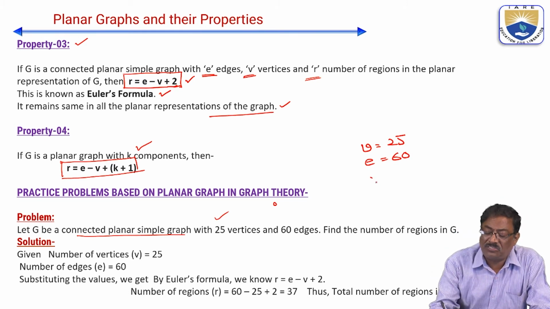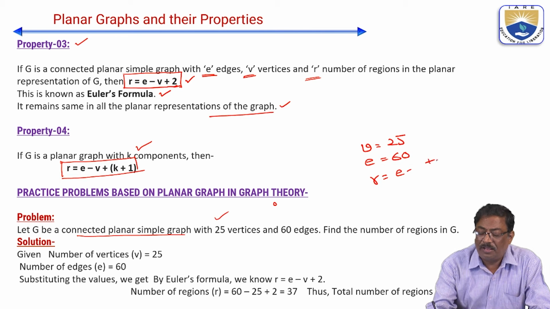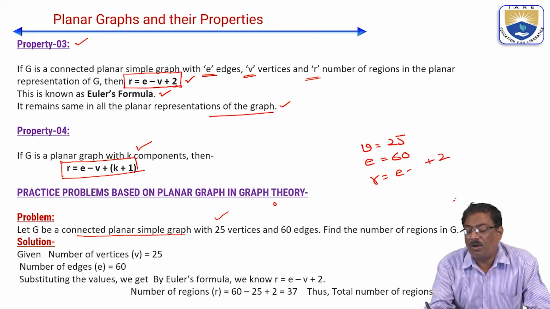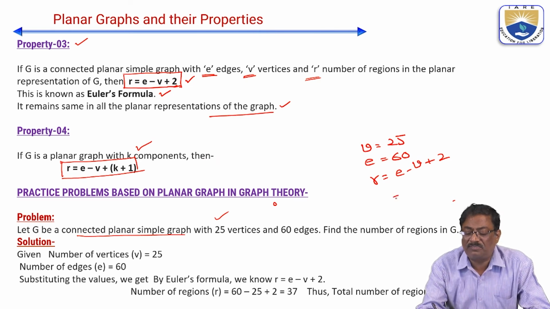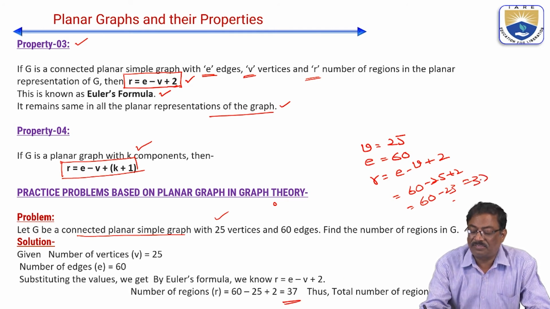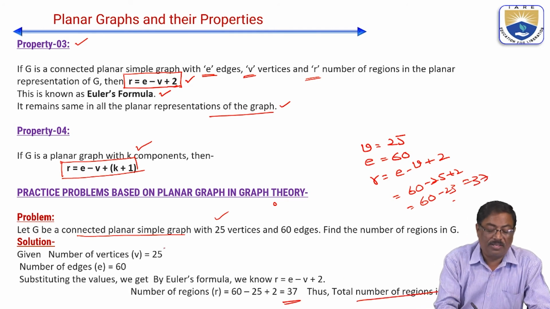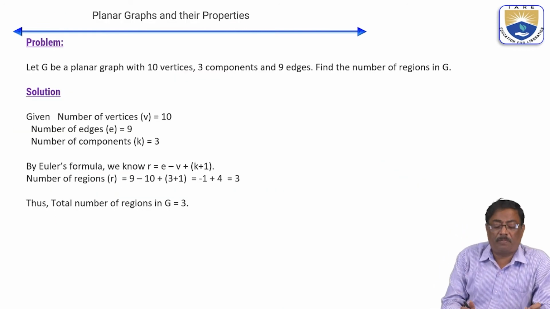So the relationship between the vertices, edges and regions, then we are going to consider this is the relationship. So now E minus V plus 2. So just substitute this. So it is 60 minus 25 and plus 2. So it is nothing but 60 minus 23. So we are going to get 37. So 37 regions are possible in this case. And now let us go for the another problem.